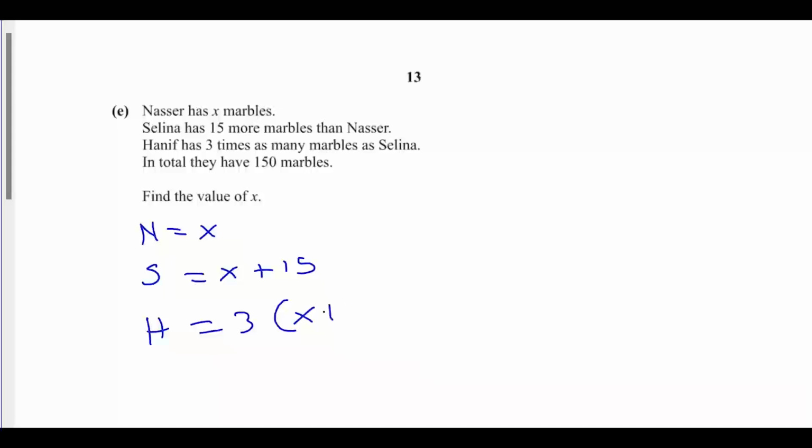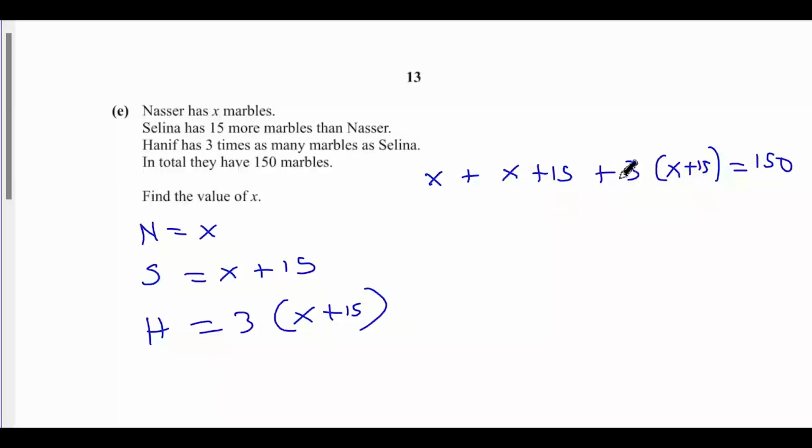That will be x plus 15. In total they have 150 marbles. Find the value of x. So that means x add 3 into x plus 15 should be equal to 150. So let's expand this bracket.